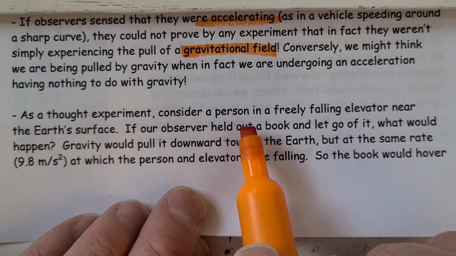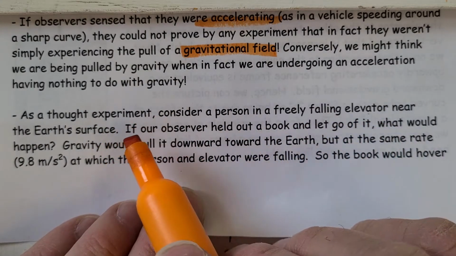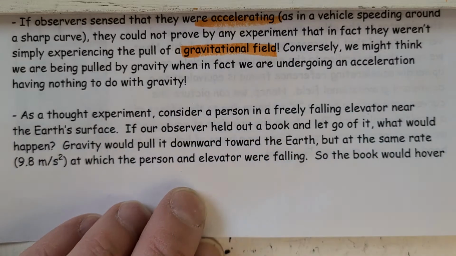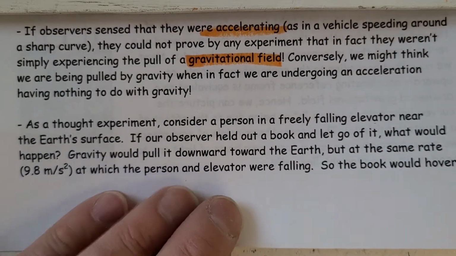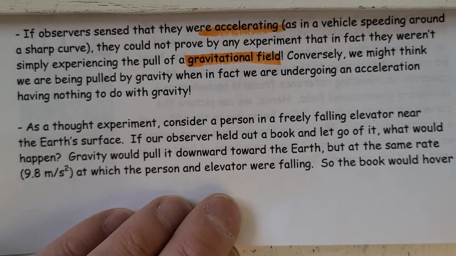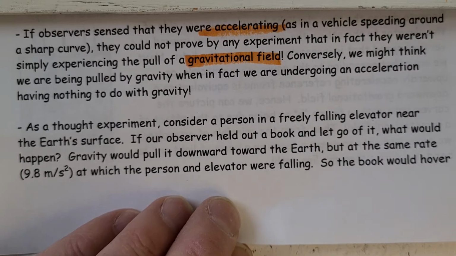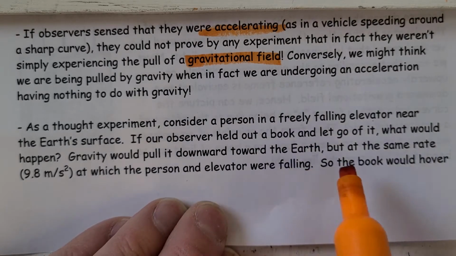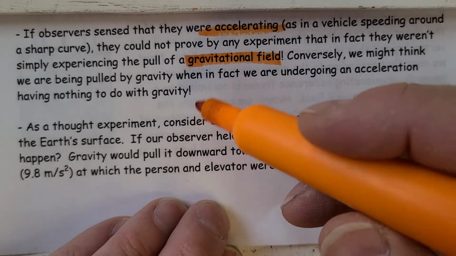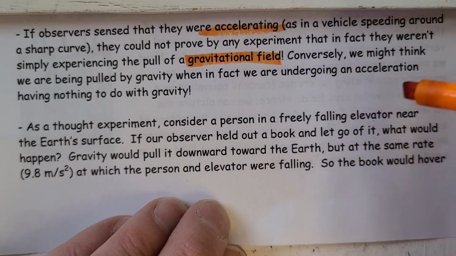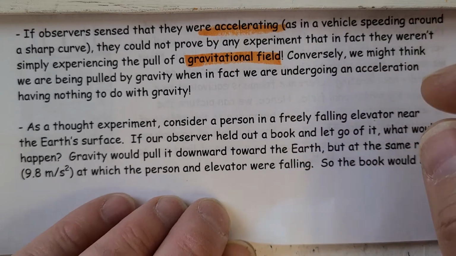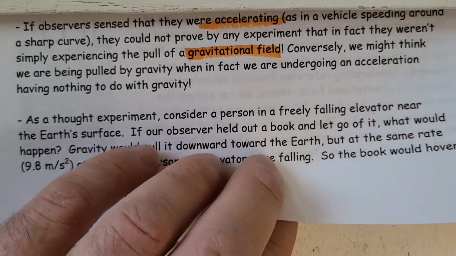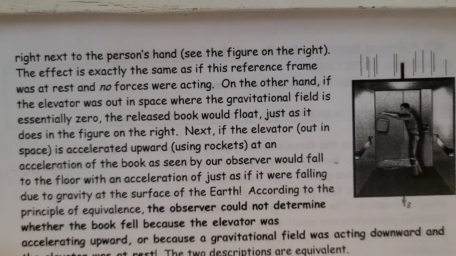So as a thought experiment, consider a person in a freely falling elevator near the Earth's surface. If our observer held out a book and let it go, what would happen? Well, of course, it's kind of difficult for us to envision this because we've never been out of the effects of gravity. But if we were out floating in space, it'd be difficult to see. So gravity would pull the book downward towards Earth, but at the same rate at which the person in the elevator is falling. So if we were in a free fall elevator, we'd be falling at the same rate. So we could see the book would simply hover there, as we see over here.